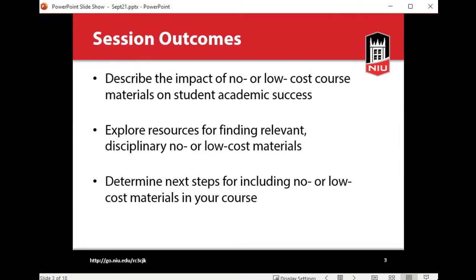These are our session outcomes. We're hoping that by the end of today's workshop, you'll be able to describe the impact of no or low cost course materials on student academic success. You will have explored resources for finding relevant disciplinary no or low cost materials. And we'd also hope that you'll be able to determine next steps for including no or low cost materials in your courses.